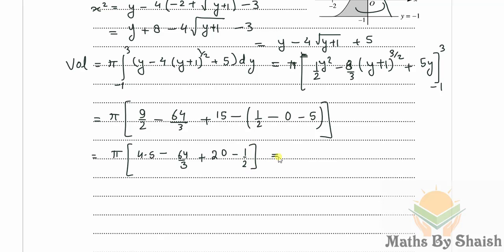So we'll put this in the calculator and we'll get the answer. It becomes 8/3 π, or in decimal it is going to be 8.377 and so on. We write the answer to 3 significant figures, so it is 8.38 unit cubed.